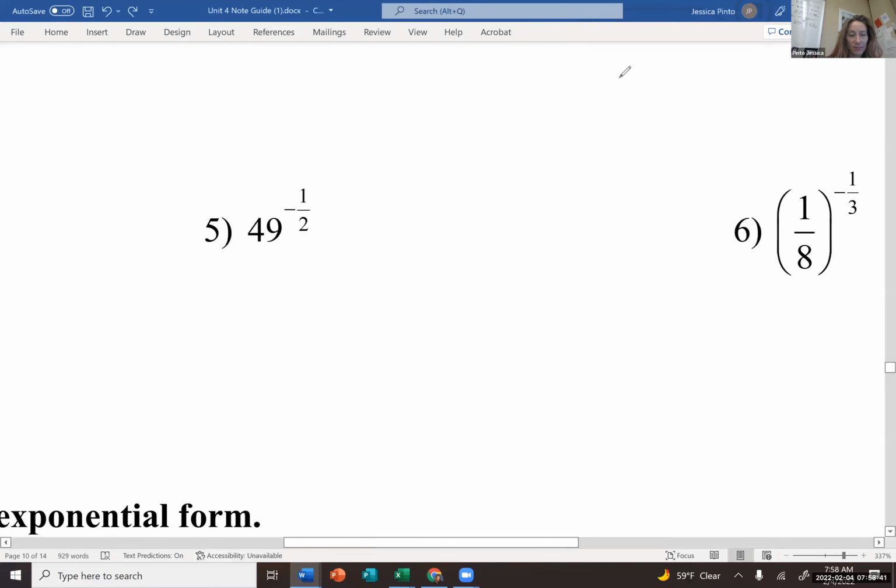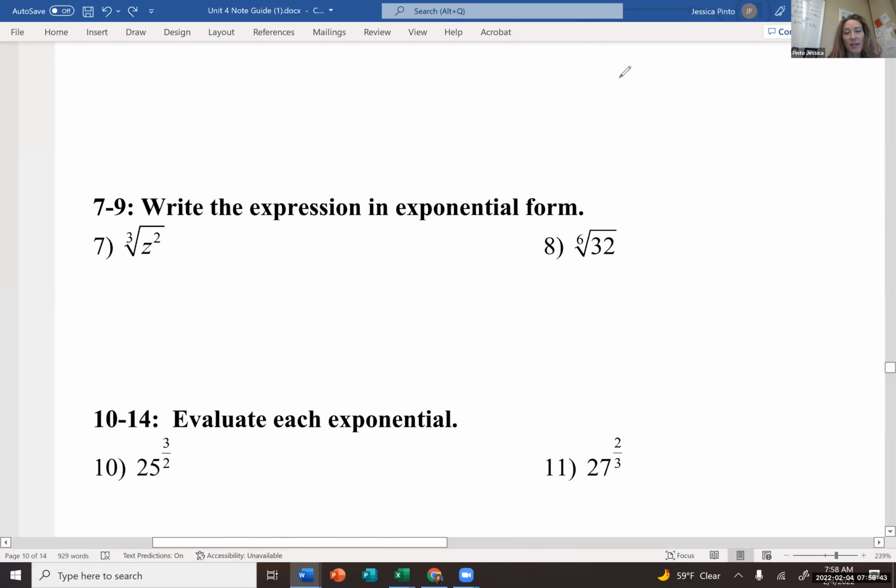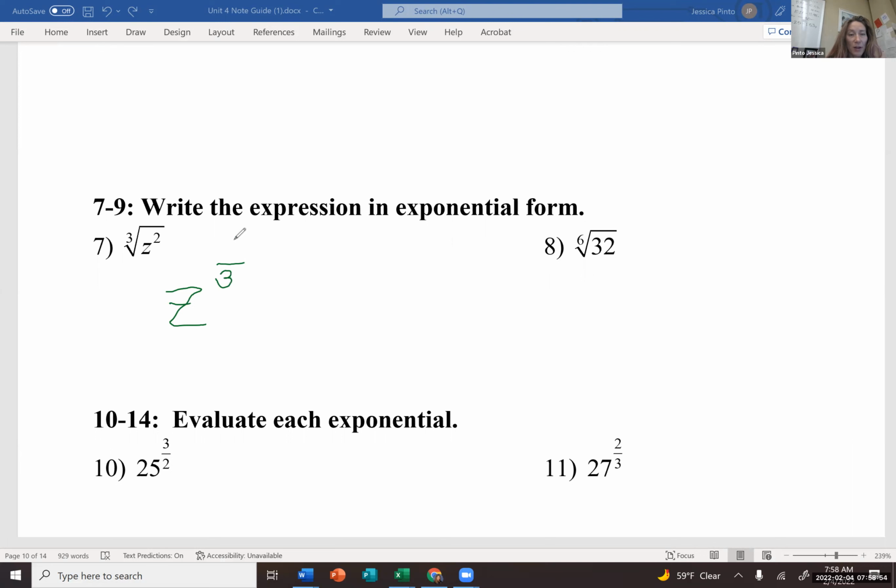Let's keep going. We're writing these expressions in exponential form, so that will be pretty straightforward. The base is z. And then the denominator is the number in the pocket, so 3. The numerator is the exponent.